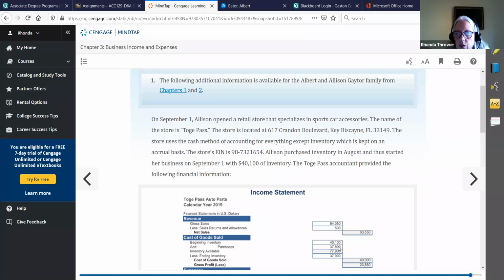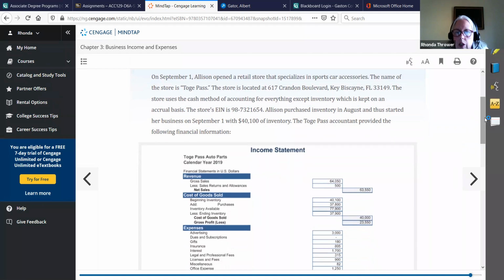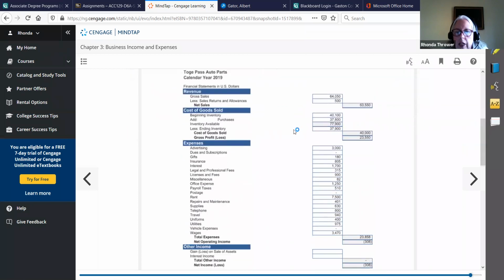So this plus this minus this gives you $40,000. That's how they're coming up with that. The $40,000 is deducted from the net sales to give you the gross profit. We don't enter that on the form in ProConnect. They're going to figure that for us. But what we are going to enter in is the expenses that this company has.